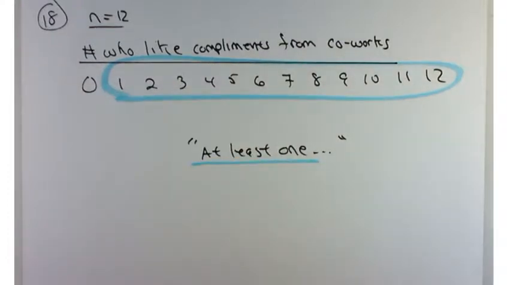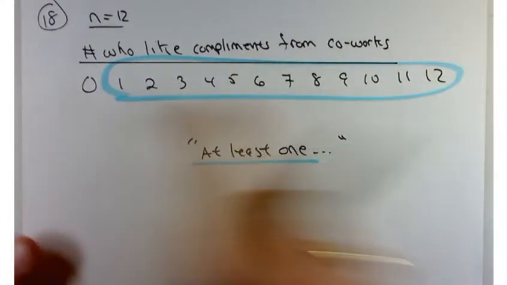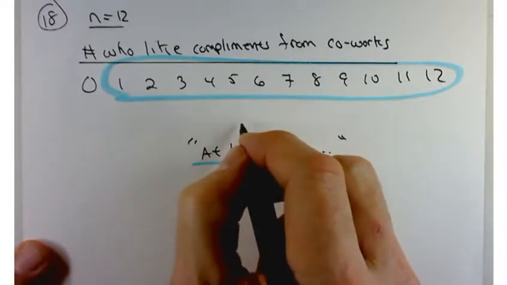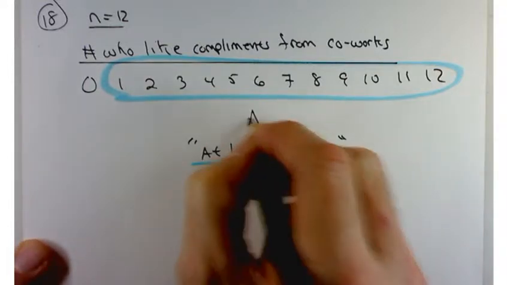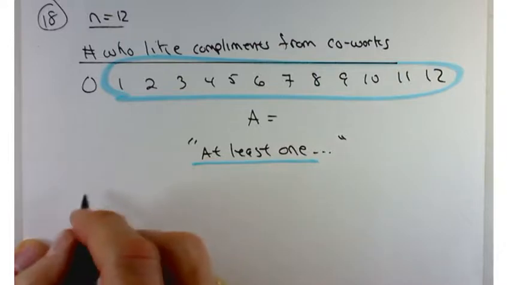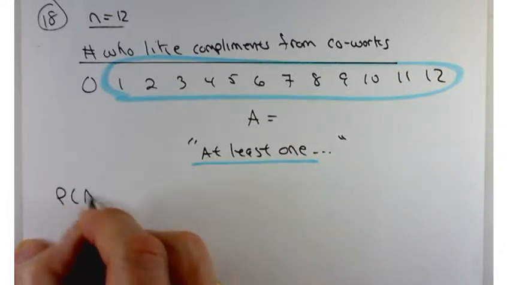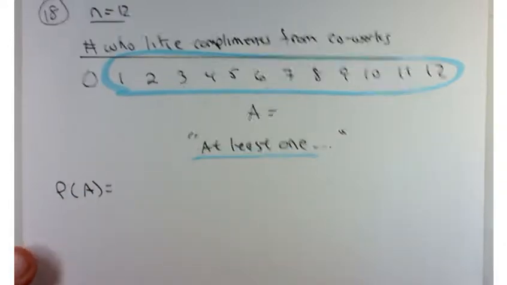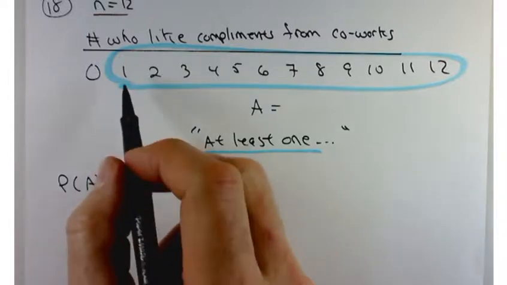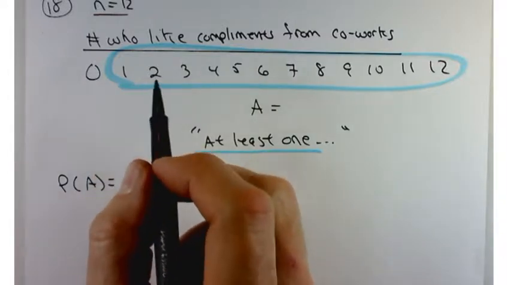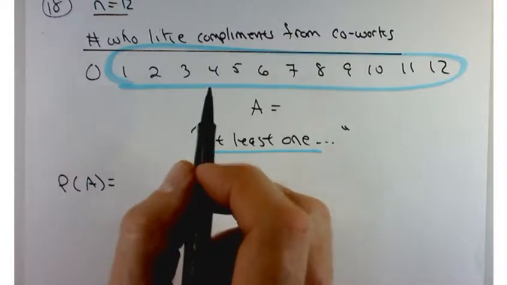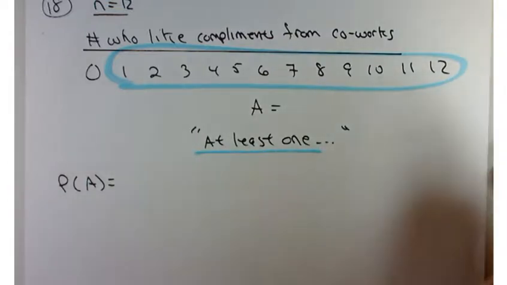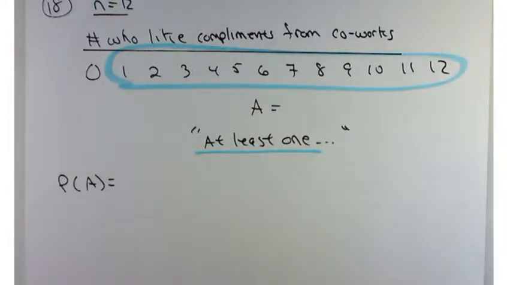So if I want to calculate the probability of at least one, I'll call this event A, at least one. Probability of A, boy, that's a lot. You'd have to find the probability that one person likes it, plus the probability that two people like it, plus 3, plus 4, plus 5, all the way up to 12. That'd be a real drag. It'd put a damper on your afternoon to have to do it by brute force. So is there a better way we can approach finding this probability?